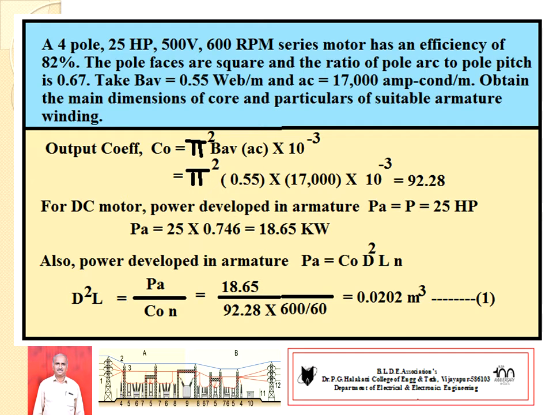So from the above expression calculate the D square L, that is volume of material required. D square L equal to PA divided by C naught into N. This value we are going to get 0.0202 meter cube. Call the equation number 1.